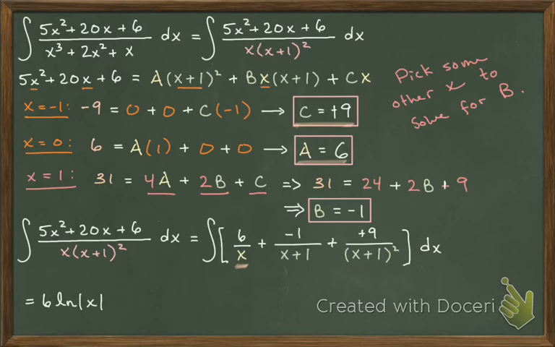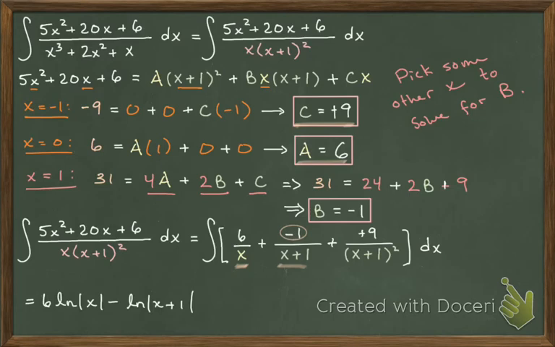Plus, integrate negative 1 over x plus 1. That's going to be a minus natural log of x plus 1. Plus the integral of 9 over x plus 1 squared. Be careful here because the integral of 1 over x plus 1 squared isn't natural log of x plus 1.